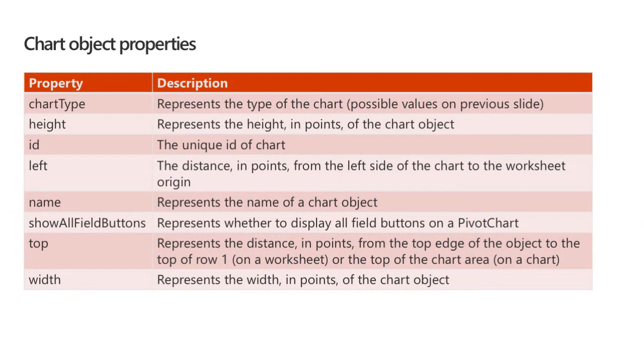Now, as far as the different properties on charts, this table is going to outline the properties of a chart object in Office.js. And notice a number of the properties to determine the appearance, such as height, width, and top, and many that are used to make the chart easily referenceable, such as ID and name. We also have one called showAllFieldButtons, which represents whether to display all the field buttons on a pivot chart.